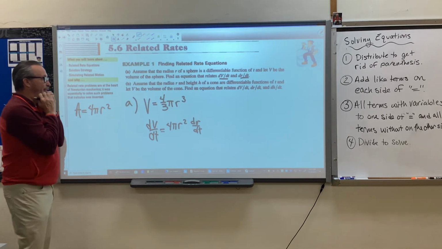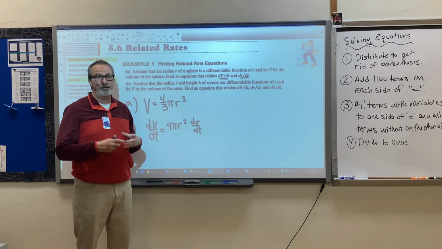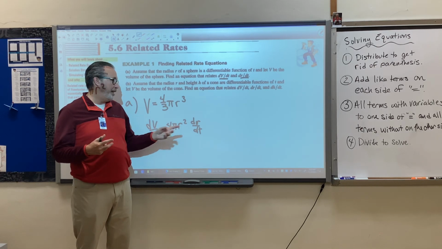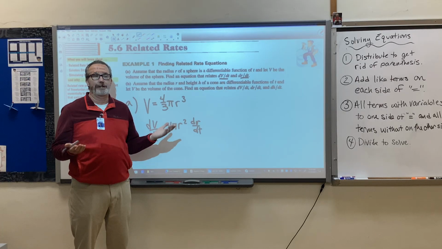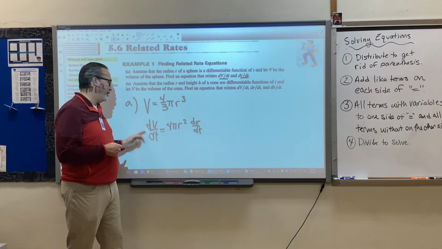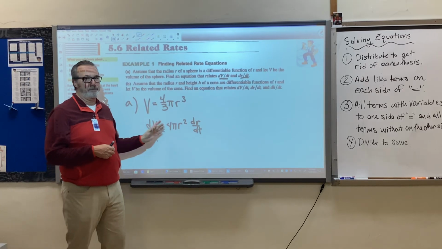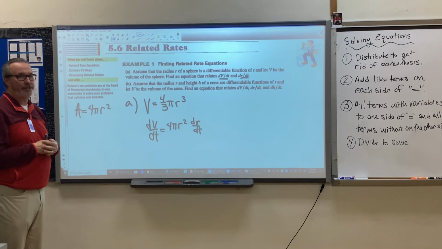So what they'll do is they'll give you, at the moment that the radius is 2, the rate of change of the radius is 3 inches per second, positive 3 inches per second. So you plug 3 in there, you plug 2 in there, and then you get the rate of change in volume, just by putting that stuff in. Okay, any questions?